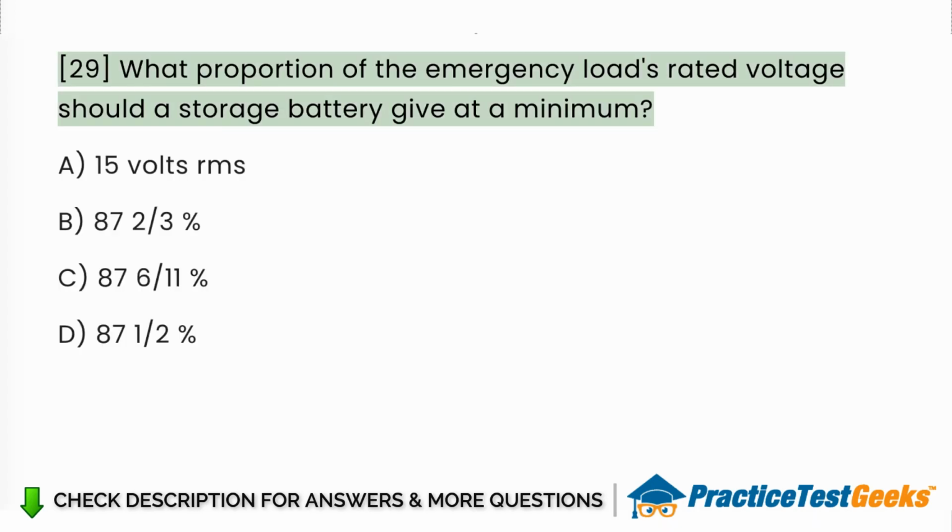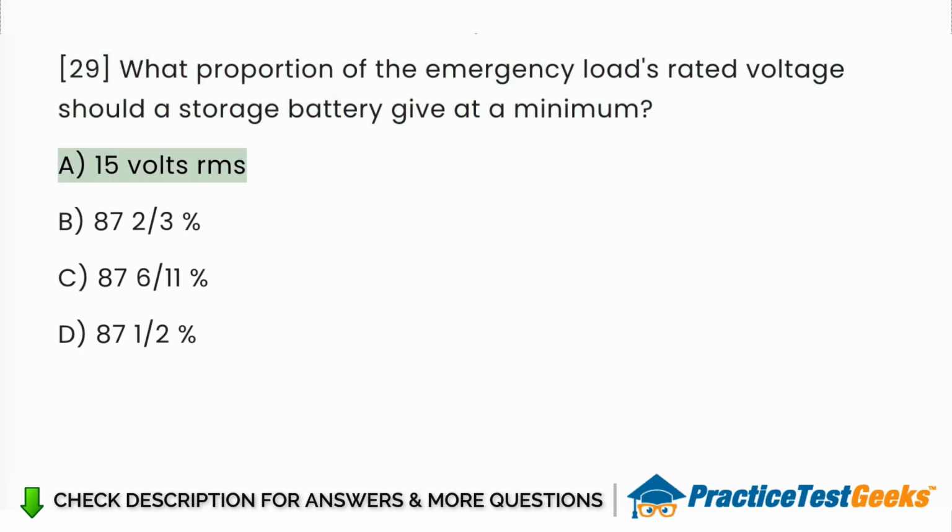What proportion of the emergency load's rated voltage should a storage battery give at a minimum? A. 15 volts RMS. B. 87.23%. C. 87.611%. D. 87.12%.